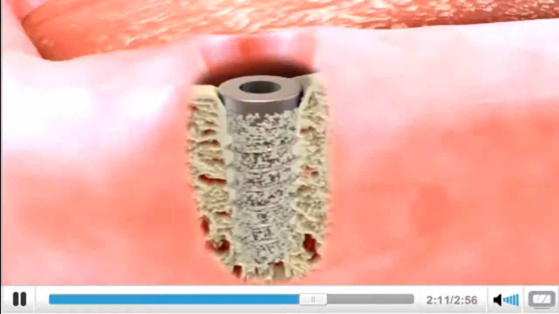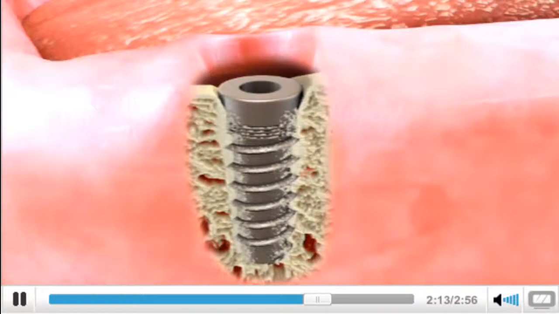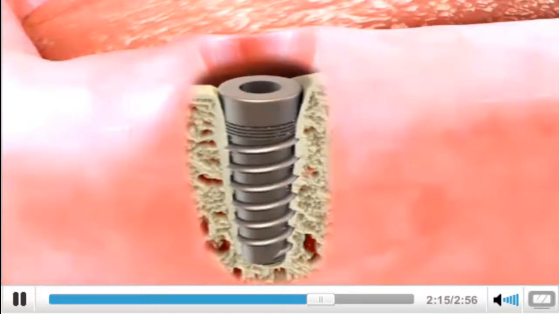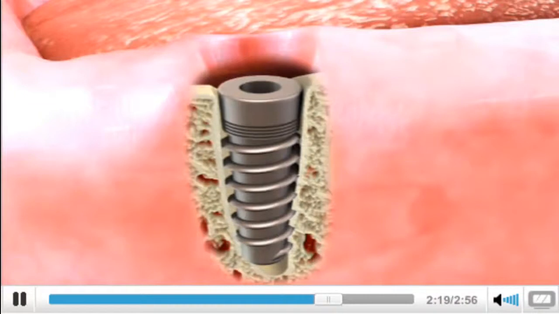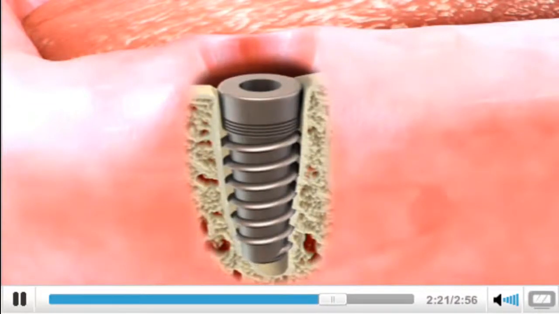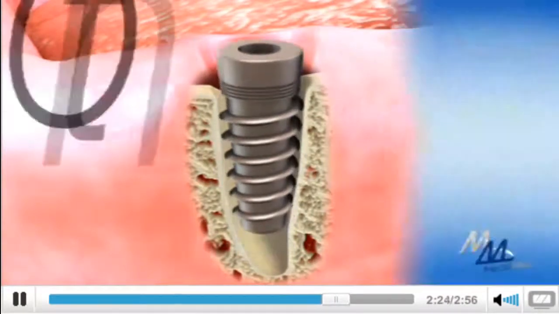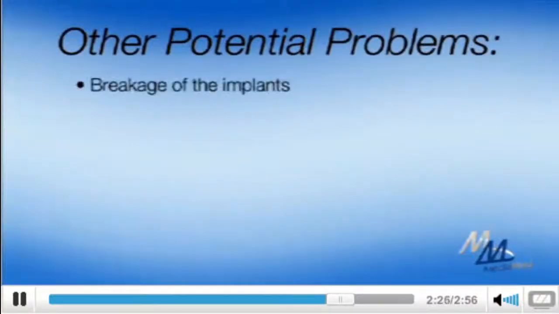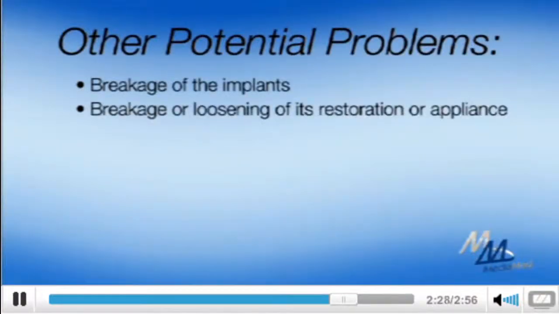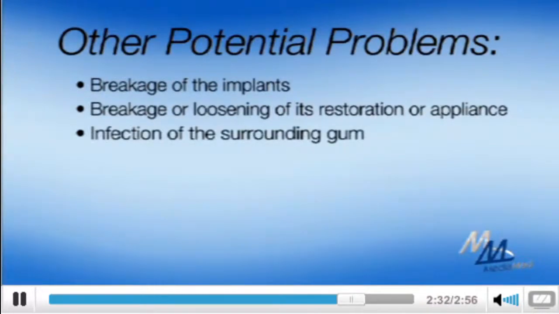While every effort is made to place a successful and functional implant, it is not uncommon for implants to fail. This is mainly due to lack of proper attachment between the implant and the jawbone during the bone fusing phase. Other problems such as breakage of the implants, breakage or loosening of its restoration or dental appliance, and infection of the surrounding gums are also rare possibilities.